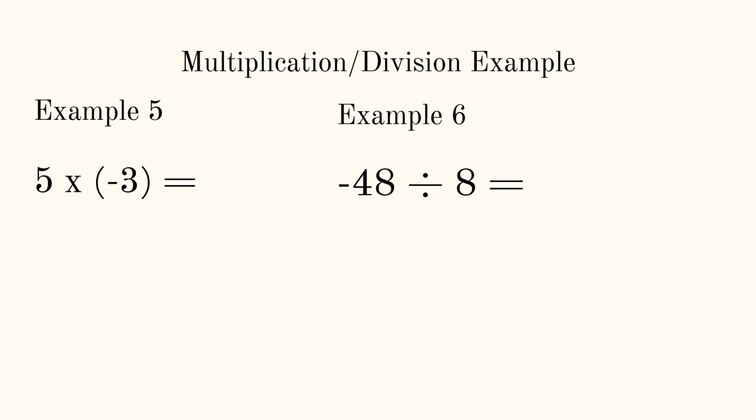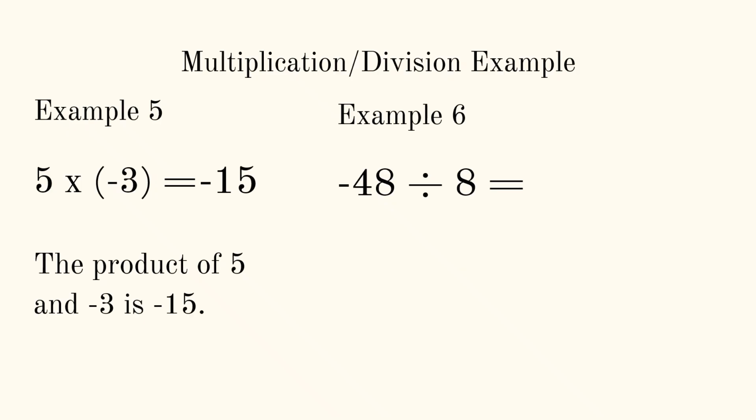Example 5. 5 times negative 3 equals. We know the 5 is positive and the 3 is negative. A positive times a negative is a negative. 5 times 3 equals 15. So then that will give us negative 15. The product of 5 and negative 3 is negative 15.